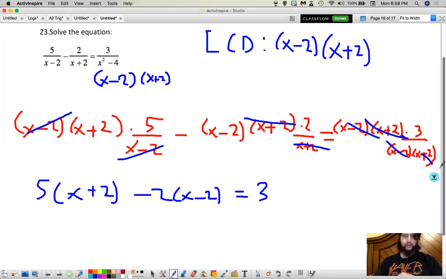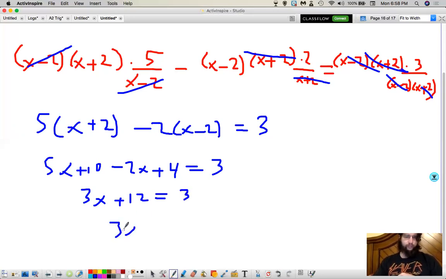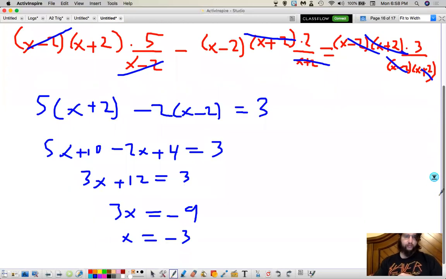Oh, hey, look, now it looks very similar to problem number 1. 5x plus 10 minus 2x plus 4 equals 3. 3x plus 12 equals 3. x is negative 9. x is negative 3. Always go back and check and make sure this is in your domain. Can I use a 3 and negative 3? Yeah, I can't use 2 or negative 2, but negative 3, perfectly fine.